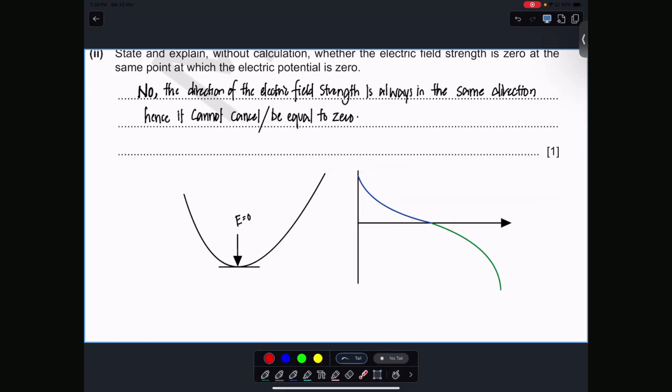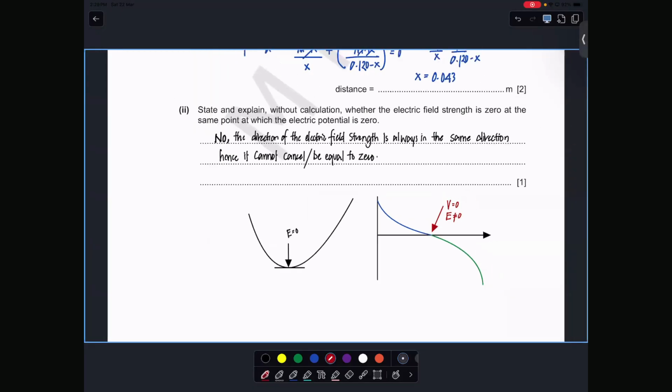Right? This question that I've just done, this is basically the graph that you're supposed to get. So you get a 0 crossover here, taking V equal to 0. But electric field strength is not equal to 0. Why is electric field strength not equal to 0? The electric field strength is the gradient of the graph, and the gradient is definitely not 0 here. Okay, so just be aware of that.